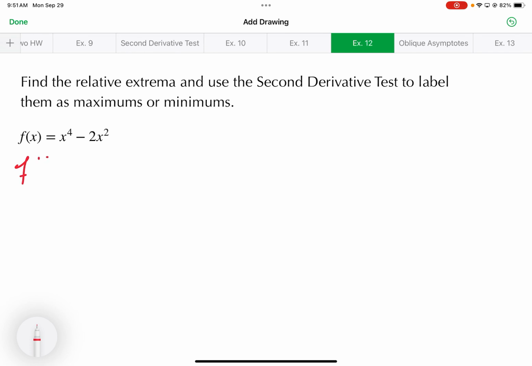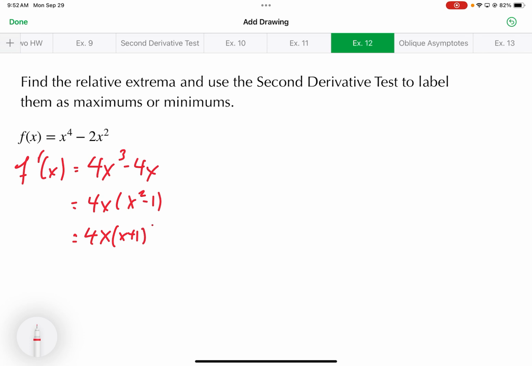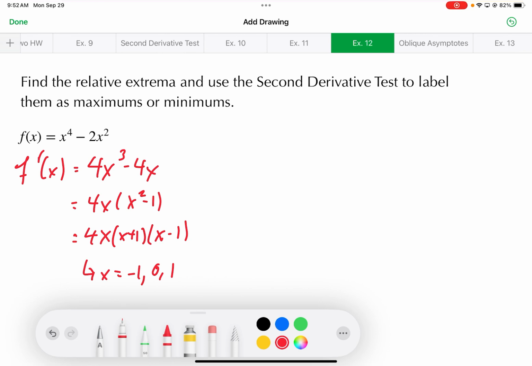All right, let's derivatize it. It's not a word. Factor out a 4x, x squared minus 1. So we factor it. I don't know why I factored it all the way out this time, but either way, we get that x equals negative 1, 0, and positive 1. So those and only those are my candidates for relative mins and maxes.